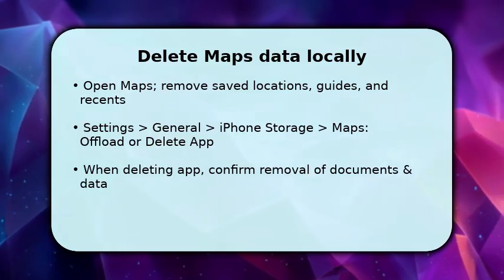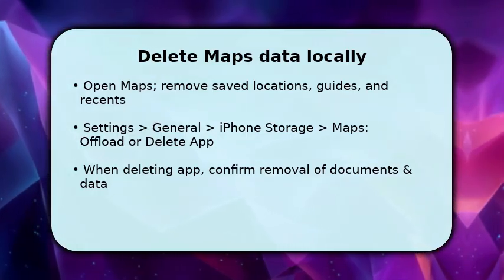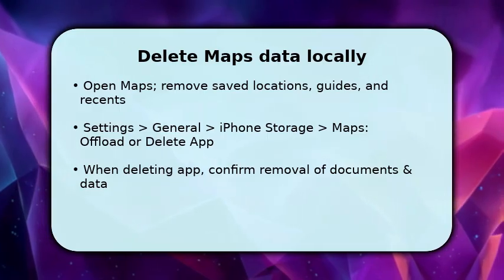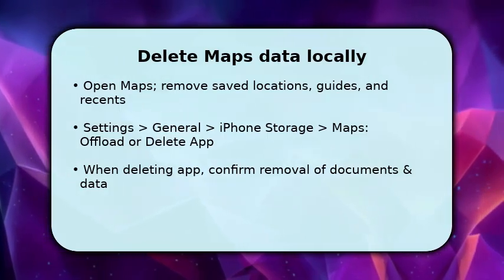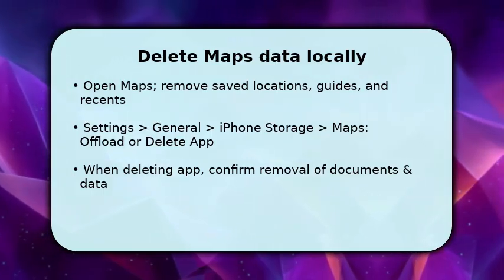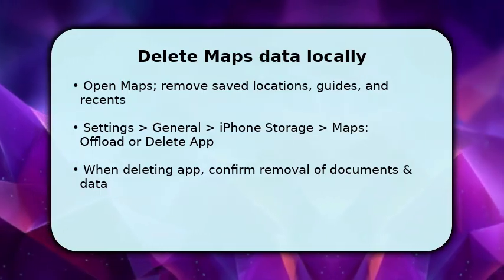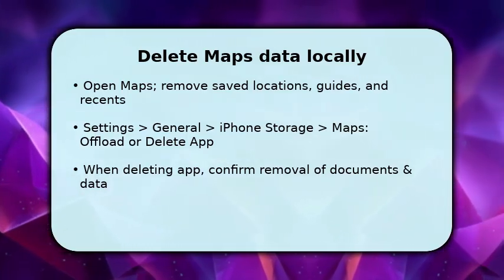Next, go to Settings, General, iPhone Storage and find Maps. Choose Offload App to keep settings or Delete App to remove app plus documents and data. Pick Delete App to fully clear local files. When prompted, confirm you want to delete the app and its documents. This makes sure stored tiles, search data, and offline caches are removed from the device.